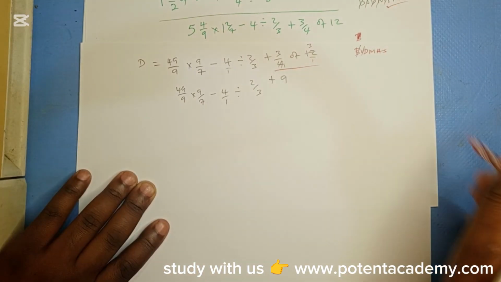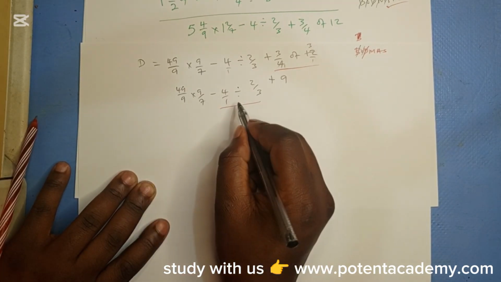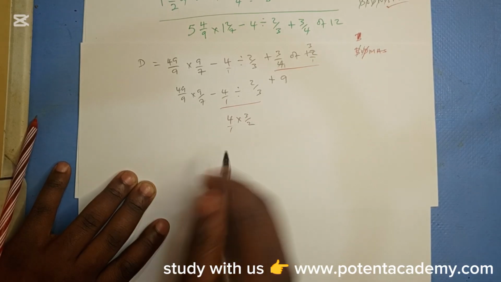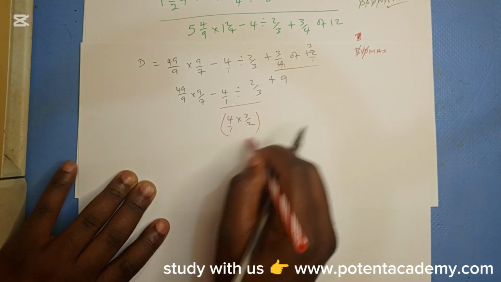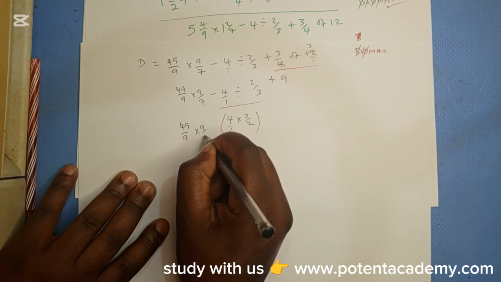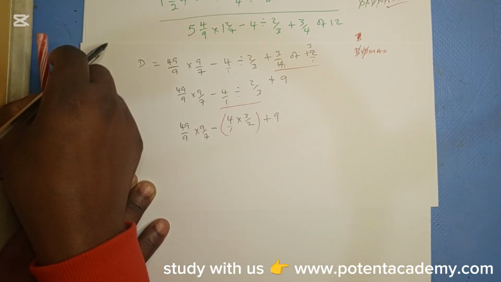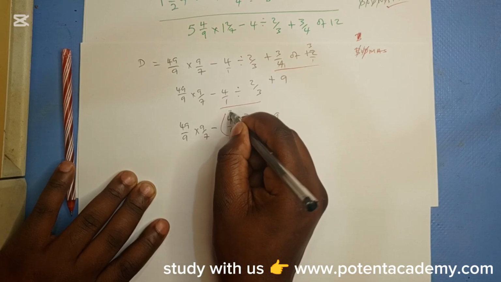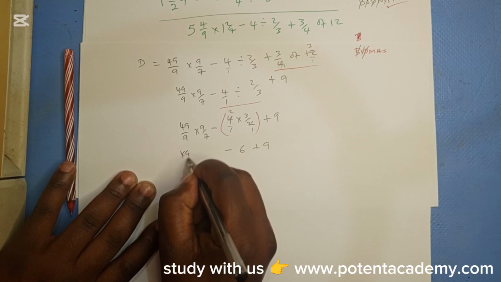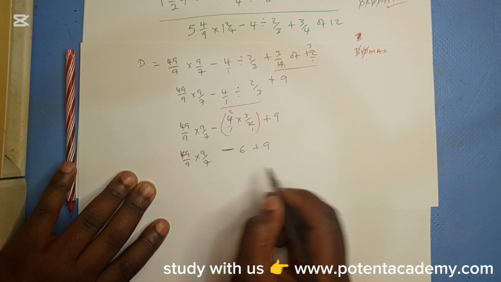The next thing, do you have a division? Yes, you underline the division. You solve this. It should be 4 times 3 over 2. So you can copy the rest. The reason I insist on copying everything is so that your work is well presentable and your teacher can easily follow the steps you have taken. So this is 6 plus 9, 49 over 9 times 9 over 7 minus 6 plus 9.